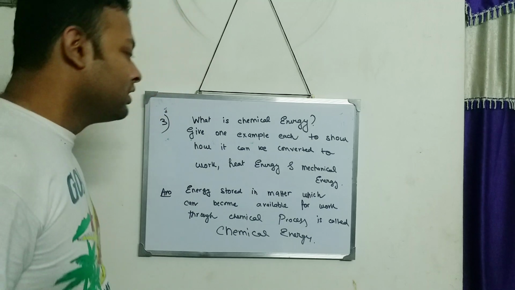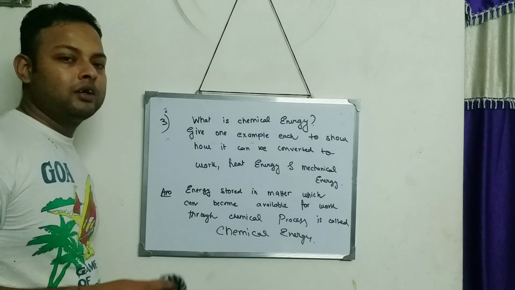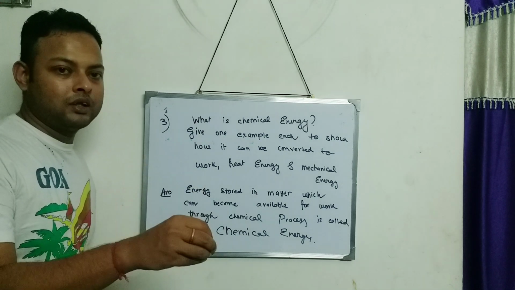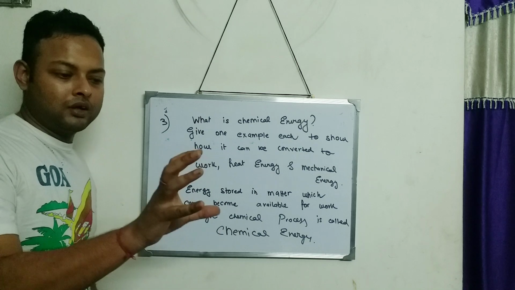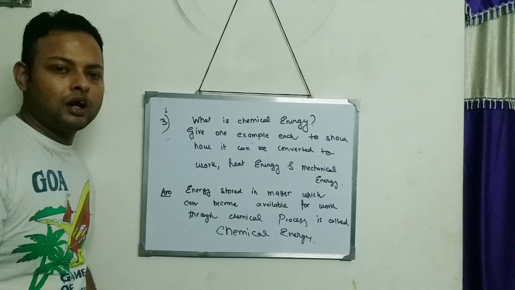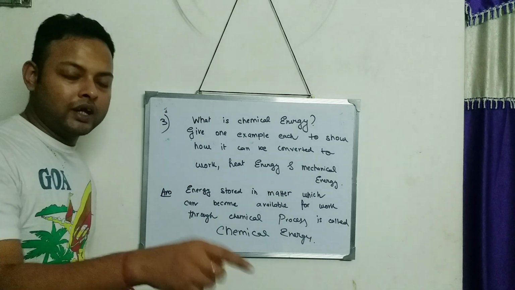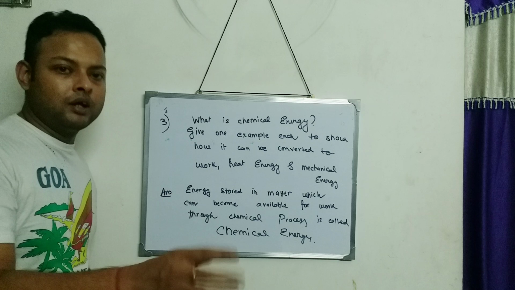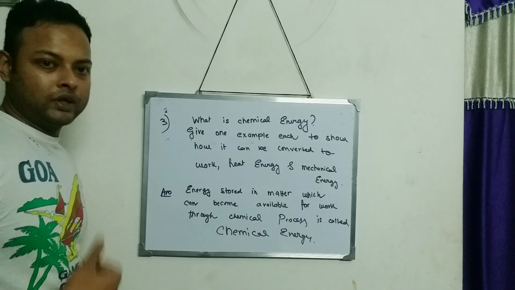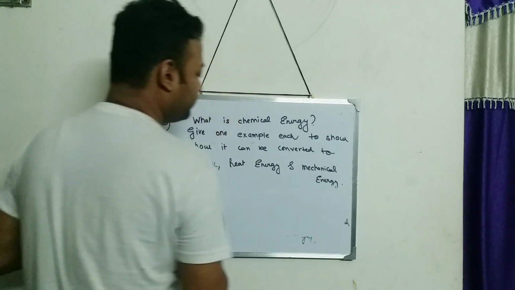You just need to understand the definition: chemical energy is energy stored in matter. A matter has chemical energy. It is stored in the matter, and that is available to us for some work. How is it available to us? When we do some chemical process on it, like burning, which is a chemical process, that energy we can obtain. So I think this is the straight cut question.